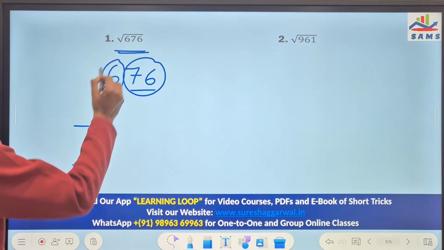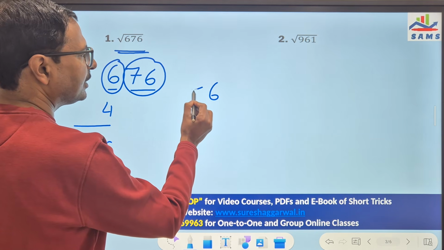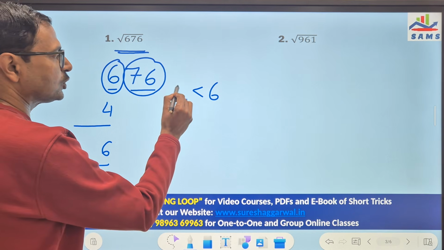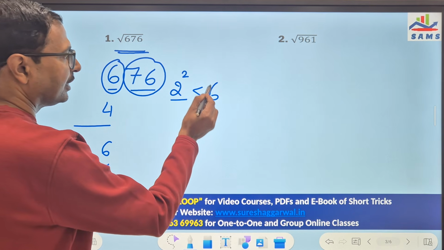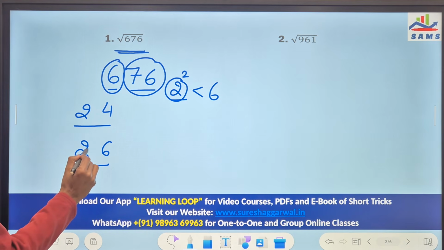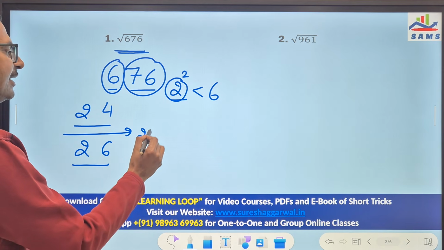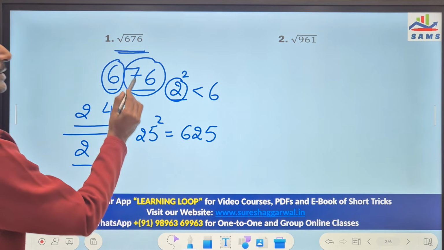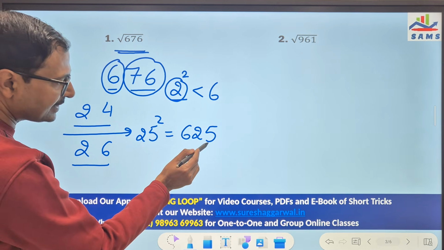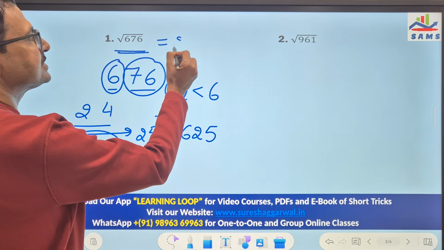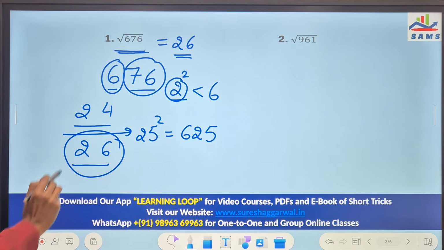Now for the remaining number 6, I have to find a number which is close to 6 but not greater than 6, and it should be a perfect square. So 2 square, which is 4, is the number. So this 2 forms the tens digit of the answer, and the intermediate number 25 squared gets me 625. Now my number 676 is greater than this, so my answer is the greater one. So the answer for this is 26.